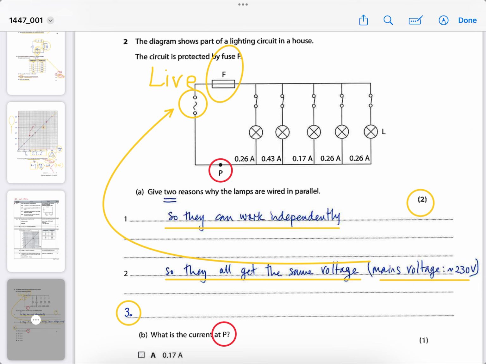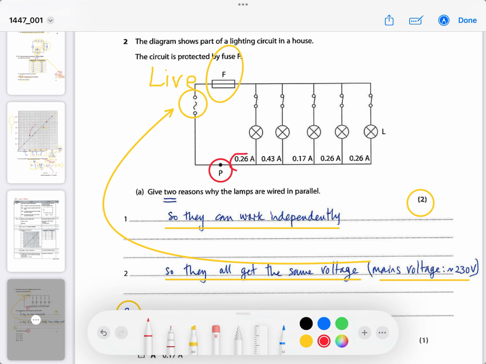So the current comes from the live wire where the fuse is, and it goes down each lamp separately. You can see each of the lamps has a different current in it. So for example, the first lamp has 0.26 amps. The second lamp has 0.43 amps. That means it's brighter. 0.17, a dimmer lamp, and 0.26. These two are identical lamps. They both use 0.26 amps. They've all got the same voltage, which is the mains voltage.